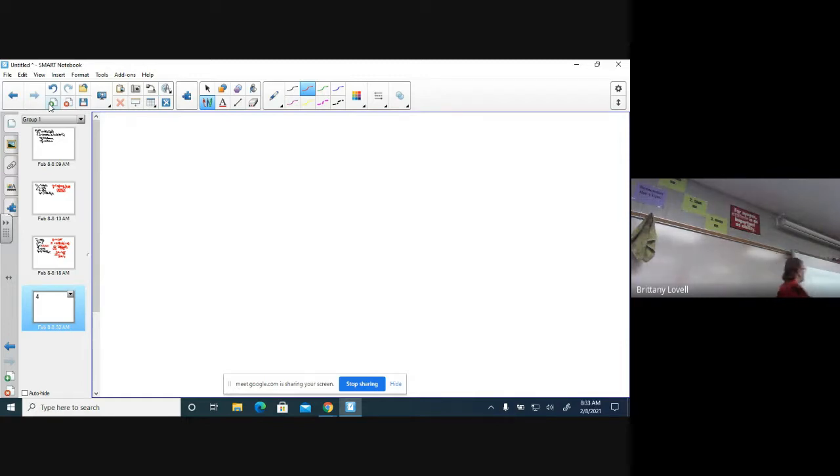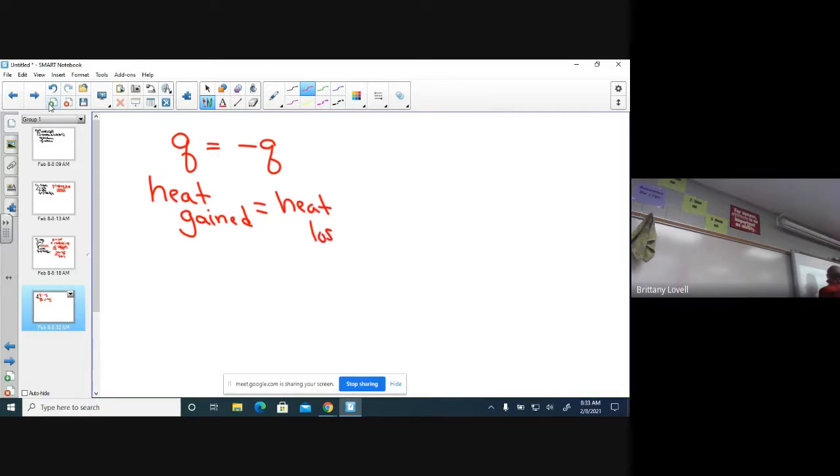We know that Q is equal to negative Q, okay? So heat gained by one thing must equal heat lost by something else, right? Because of the law of conservation of energy. Energy is never destroyed or created. It just changes. It can change into different types of energy and it can move in and out of systems, from a system into surroundings and vice versa, okay?